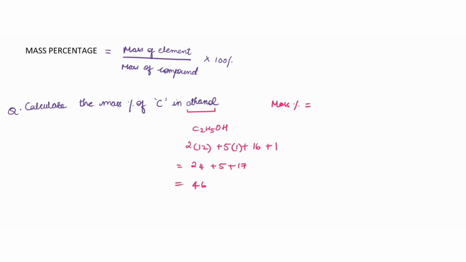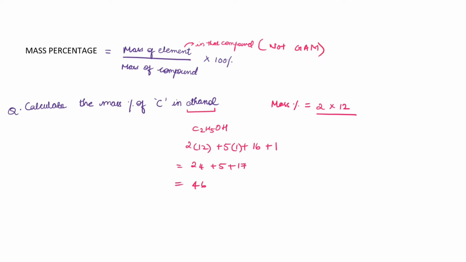Okay, so now we have found out the molecular mass of the compound. We have to find the mass percentage of carbon in ethanol. So the mass percentage is equal to, in the formula, the mass of the element present in the numerator. Here this means the mass of the element in that compound. It does not mean the gram atomic mass of that element. So remember, we are finding the mass of the element present in that compound. So here there are 2 carbons.